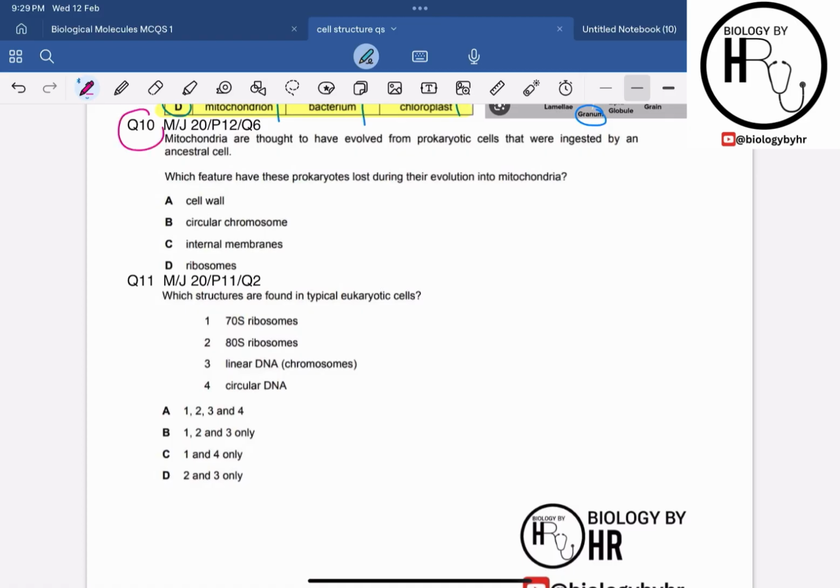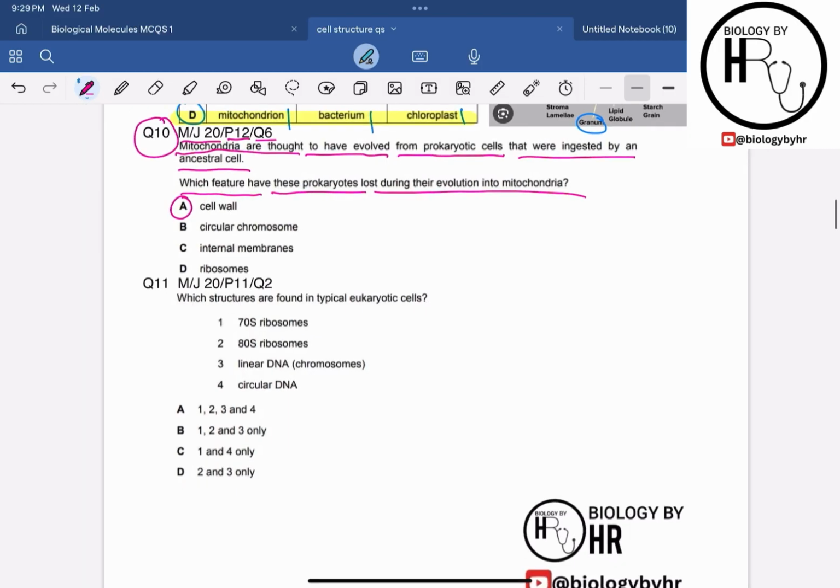Now in question 10, which is from May-June 2020, paper 1, question 6, it says that mitochondria are thought to have evolved from the prokaryotic cells that were ingested by an ancestor cell. Which features have these prokaryotes lost during their evolution into the mitochondrion? Basically, they are asking which features these prokaryotes have lost during their evolution into the mitochondrion. So we know that they have lost the cell wall.